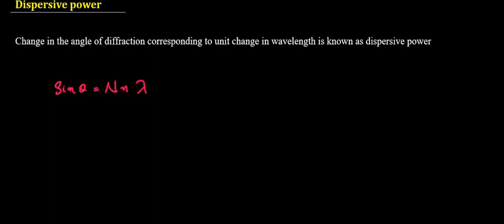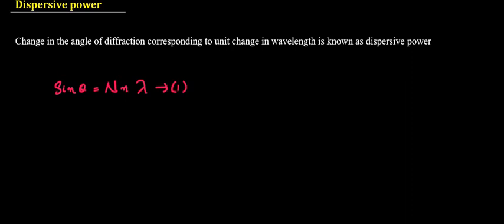We have the grating equation, sin theta is equal to capital N small n lambda, where theta is the angle of diffraction, capital N is the number of lines, small n is the order of the spectrum, and lambda is the wavelength. So the dispersive power is telling us about the change in the angle of diffraction corresponding to the change in the wavelength. This is equation number 1. I'm differentiating equation number 1.